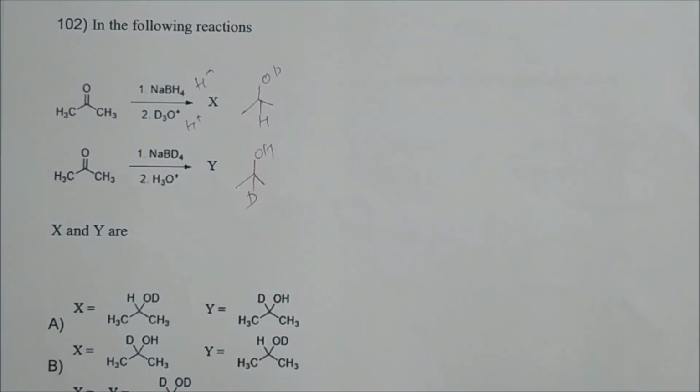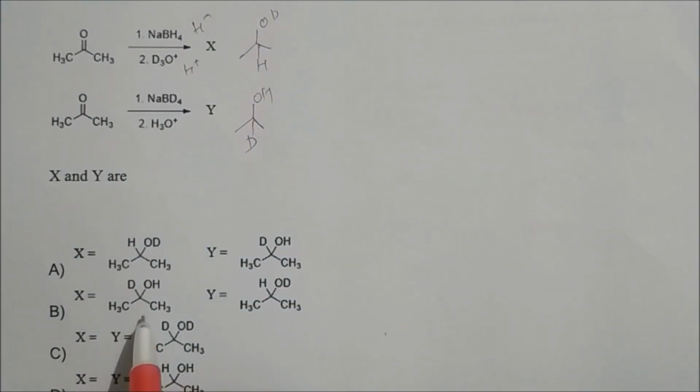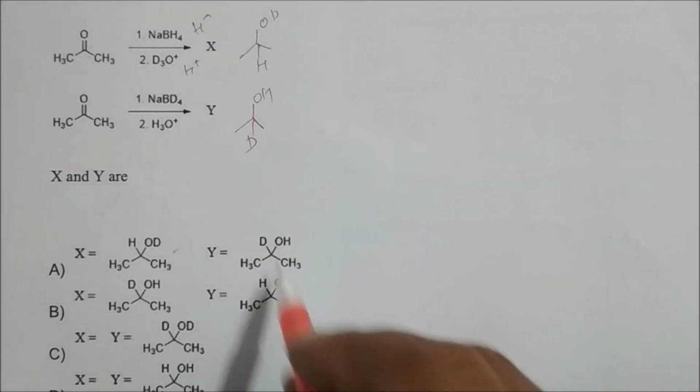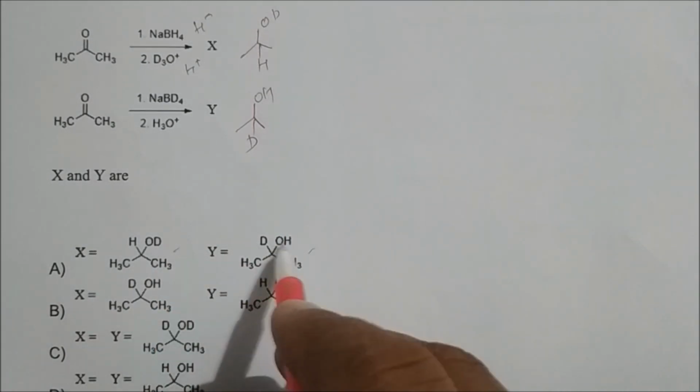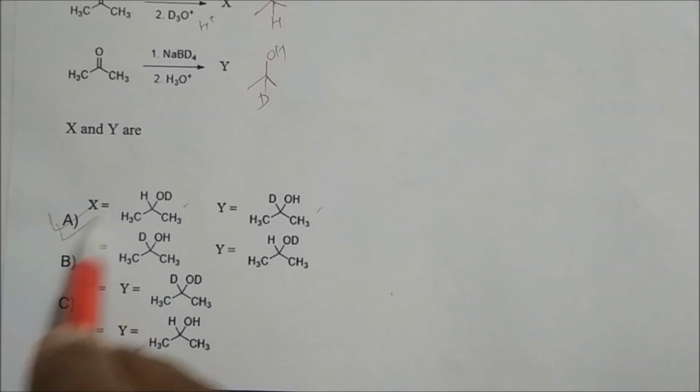Now we have to check the answer. If you check carefully, which is the correct answer? ODH is X, so we can see ODH here. In this case, if you see carefully, this is HOD, so the first X is the correct answer. The second is DOH, so this is the only correct answer. The remaining are not correct.